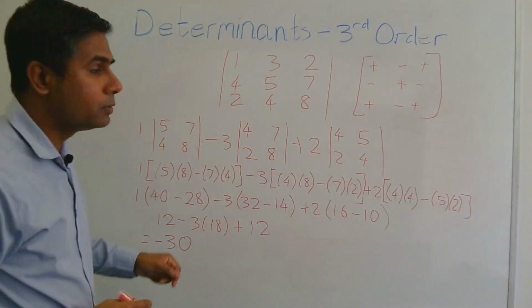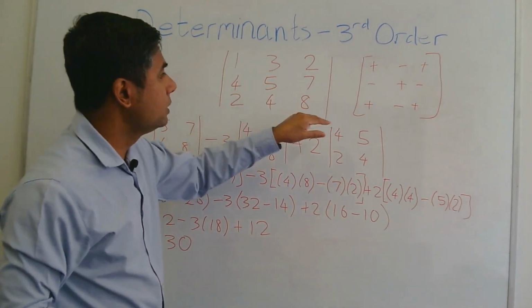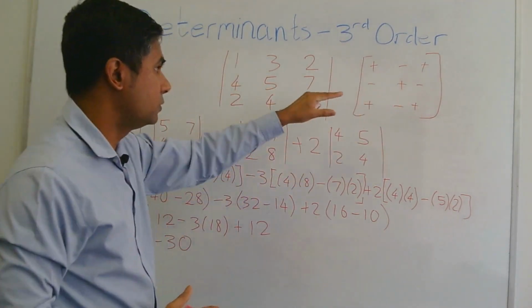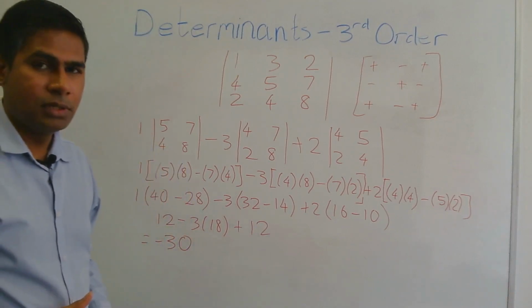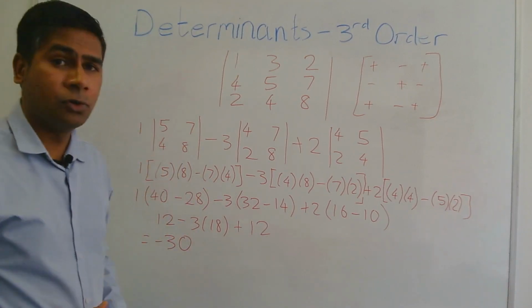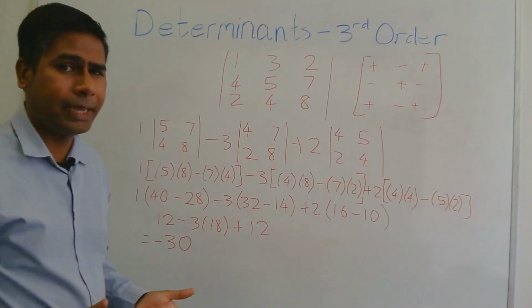So it's the same thing with the second row, for instance. So we have 4, 5, 7, and we have minus, plus, minus. And we have to use the signs to evaluate the determinant in that specific way. So this is an overview of the procedure as to how to go about evaluating the determinant for a third order system.